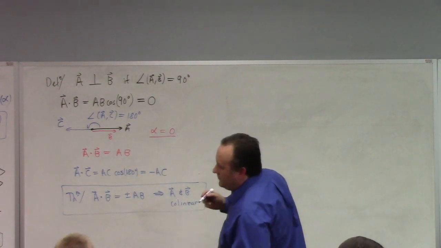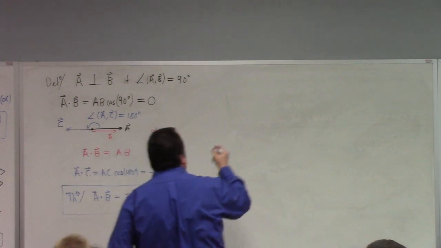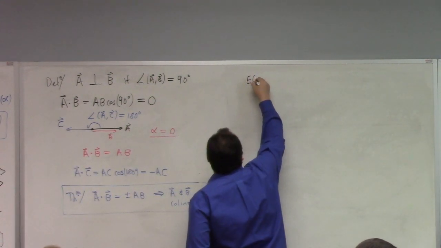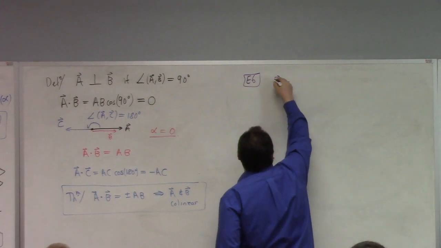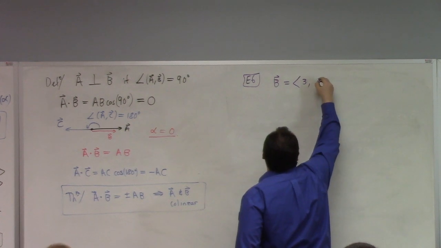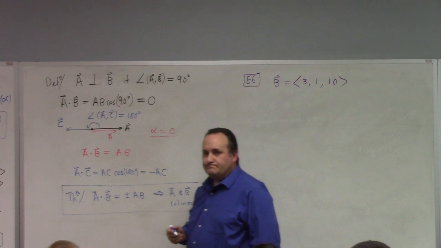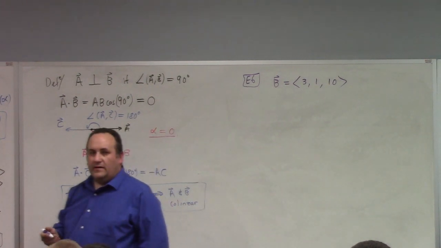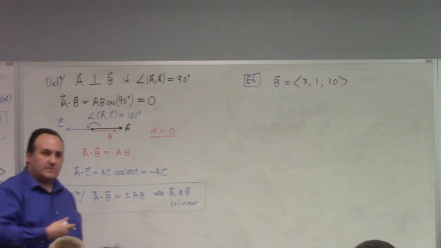So let's see here. We're on example 6. Oh man, I need my glasses. And suppose we've got the vector b is something like, oh, I don't know, (3, 1, 10). All right? And I want to get the part of that vector that goes in the x direction.